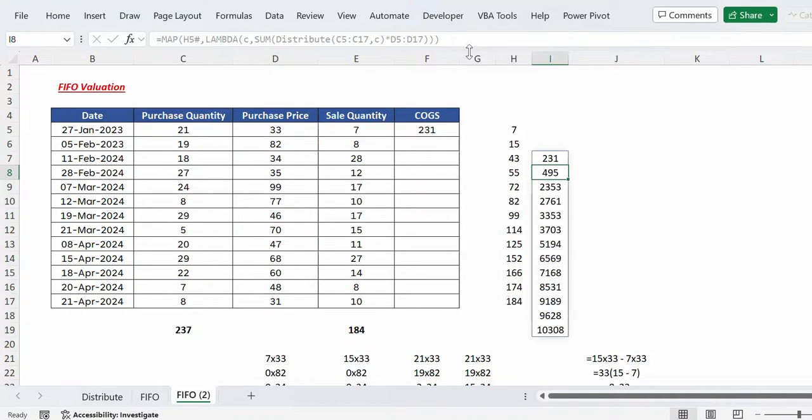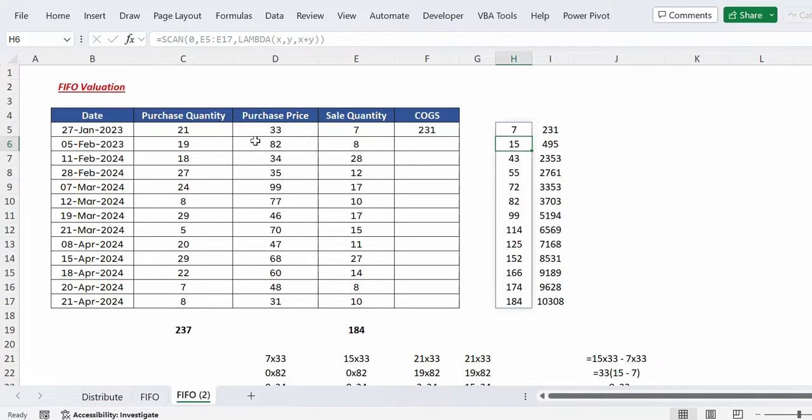So we have got our results, and we will move our results here. So we have got this as a result here. That value of 15 quantities is 495. Now this 15 again consists of the value of 7 quantities as well. So we will just subtract from this 495 the value of the 7 quantities, so that we get the value of 8 quantities only. So from this 495 we wish to subtract 231, from this 2353 we wish to subtract 495, from this 2761 we wish to subtract the previous value, right?